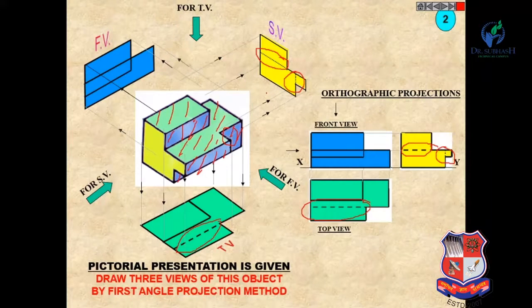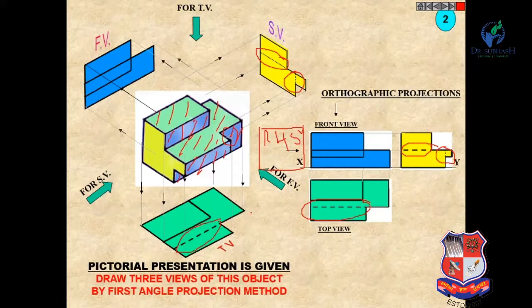If the right hand side view is given or you have to draw the right hand side view, then the right hand side view will be here at this place. RHSV you can draw here if the right hand side view is given.